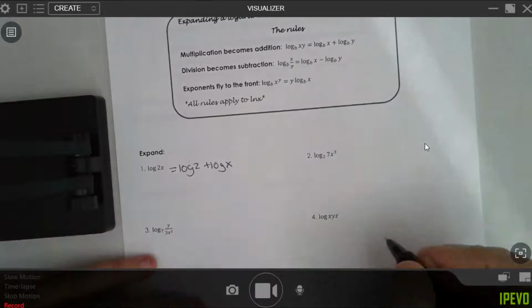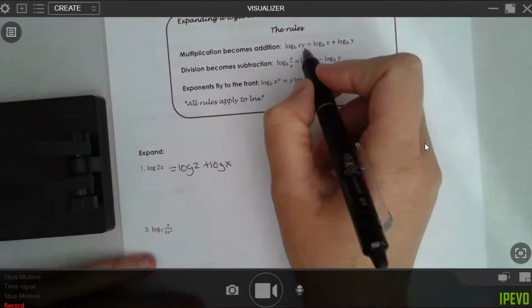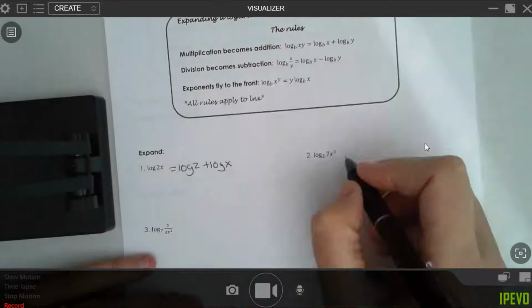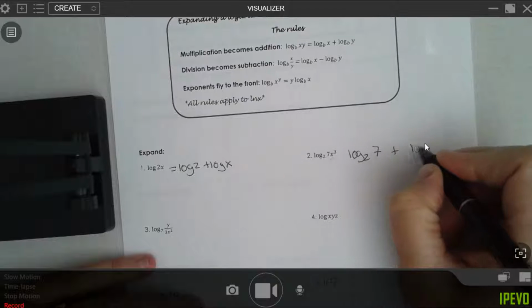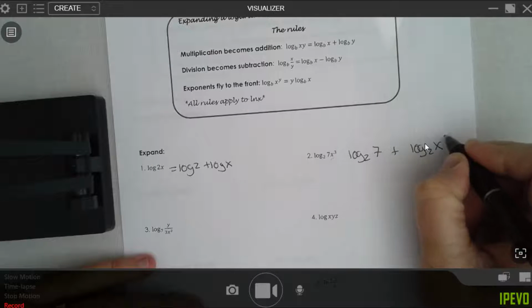Okay, so for number 2, again, multiplication. So I'm using the multiplication rule right here. So I'm going to have log base 2 of 7 plus log base 2 of x cubed.